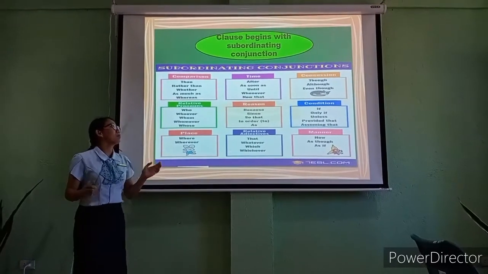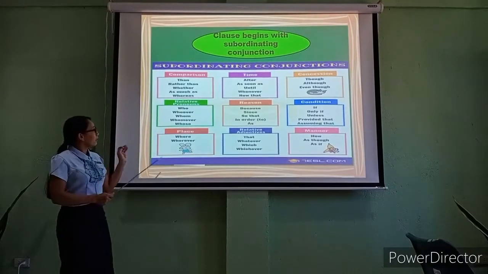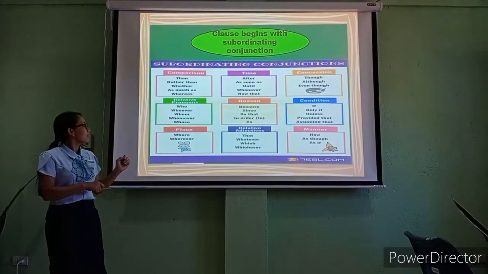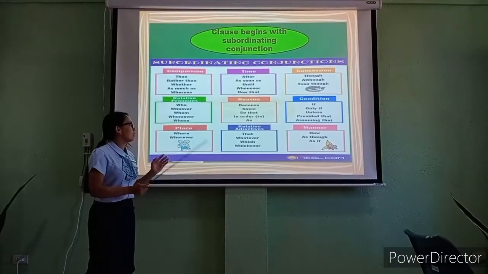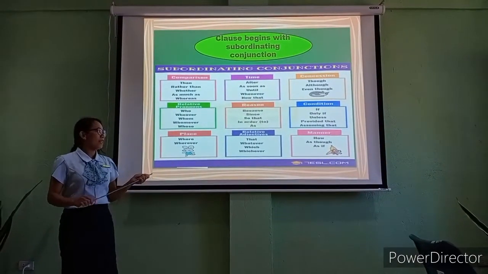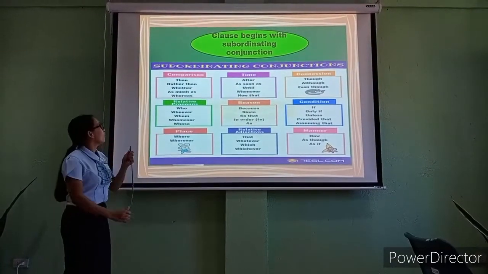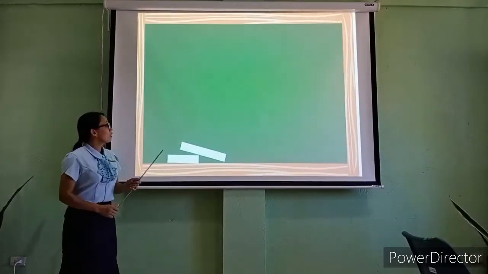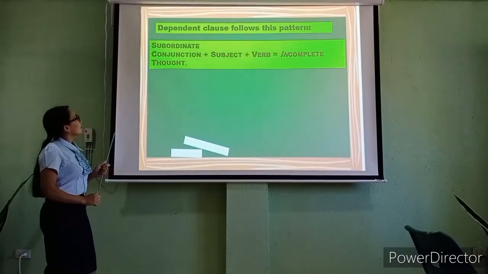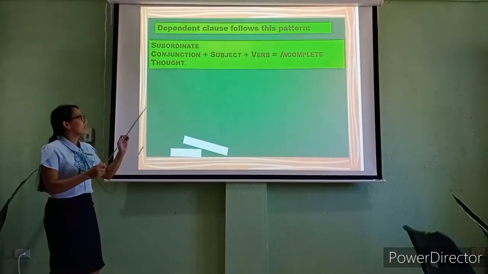The clause begins with a subordinating conjunction. So, these are examples of subordinating conjunctions: then, rather than, whether, as much as, whereas, and the reason, because, since, so that, in order, or as. And you can find a complete list, just research it on the internet for additional information. Next slide, Josh. And the structure of a dependent clause is conjunction plus subject plus verb equals incomplete thought.